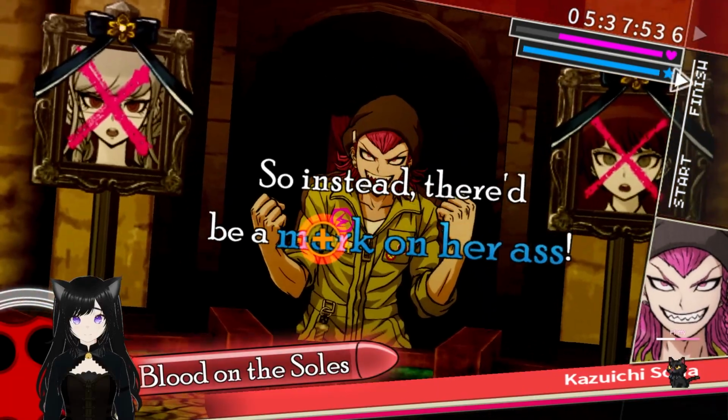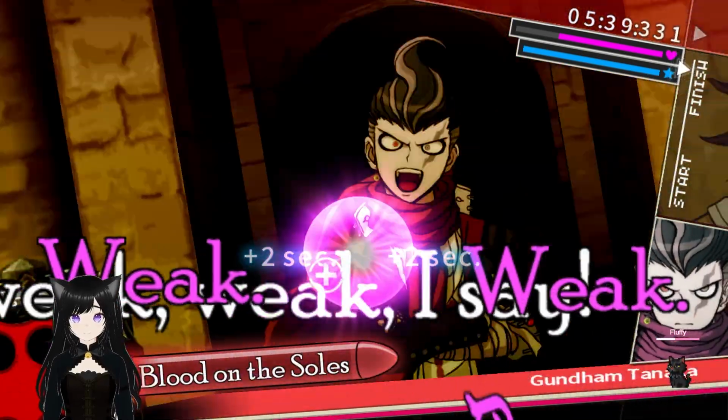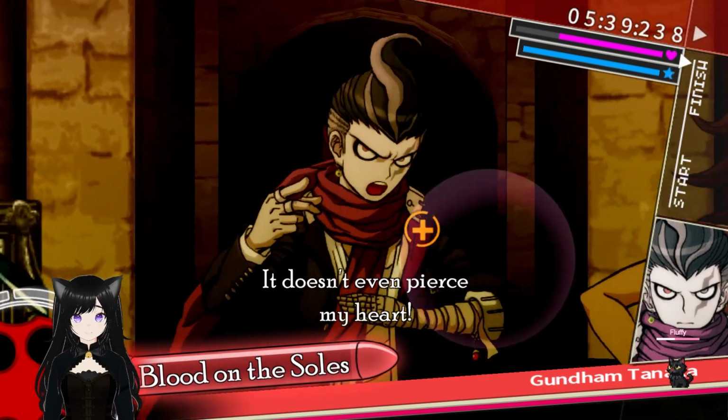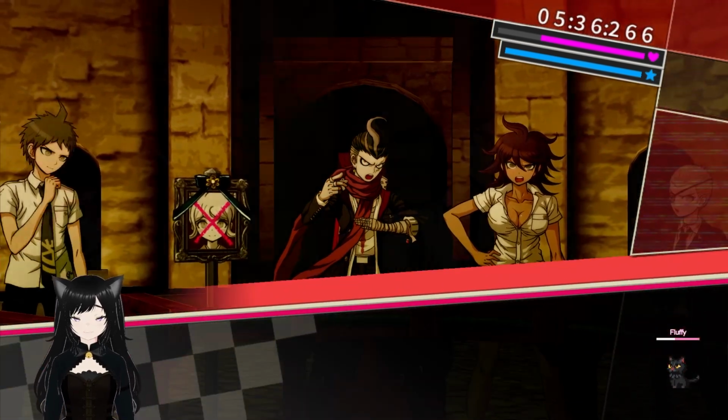So instead, there'd be a mark on her ass. Weak, weak, weak, I say! It doesn't even pierce my heart. That was an interesting argument.